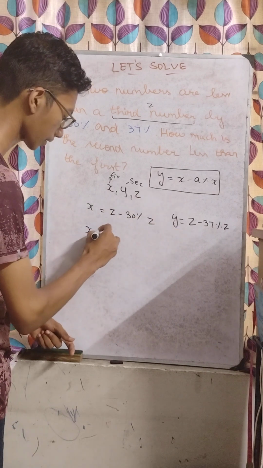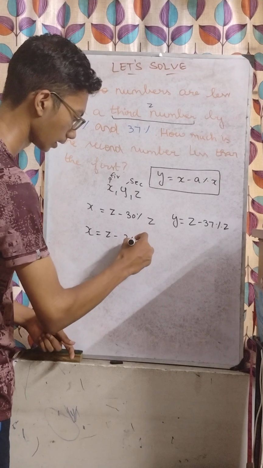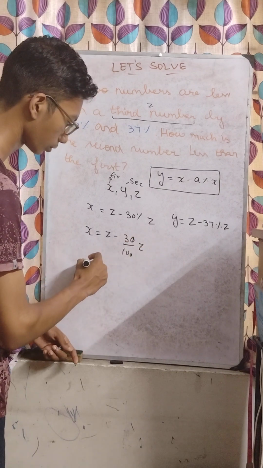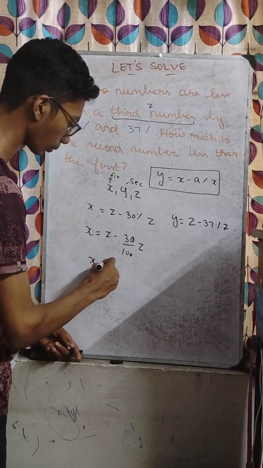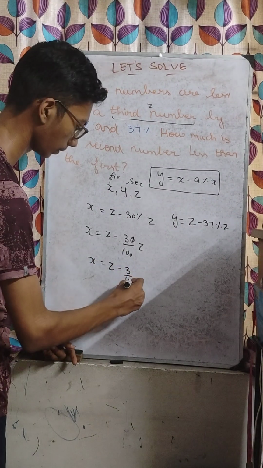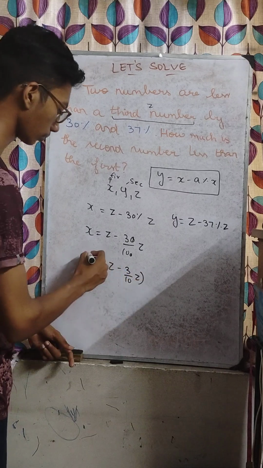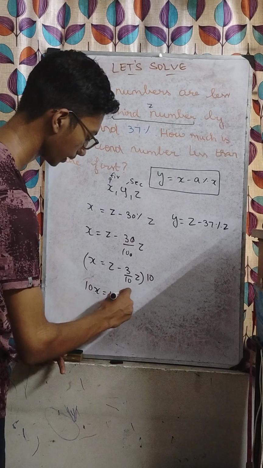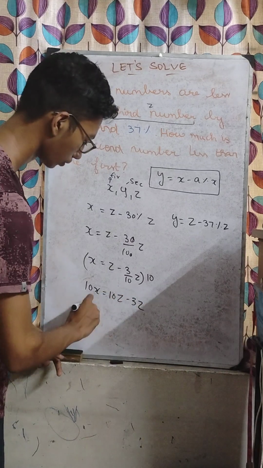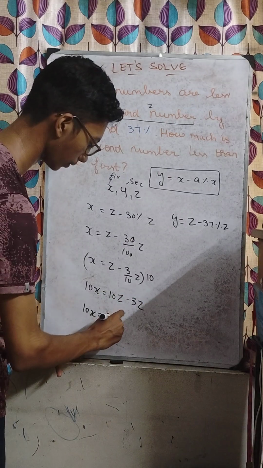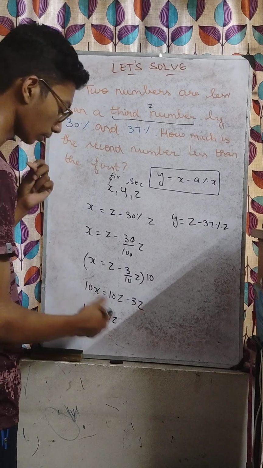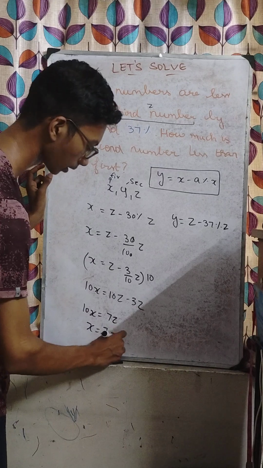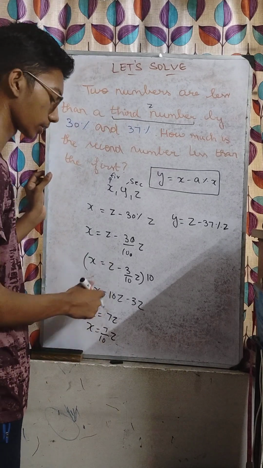From this, x is equal to z minus 30 by 100 of z. You can cancel one of the zeros, so we have x equal to z minus 3 by 10 z. We can multiply the equation by 10. So 10x equal to 10z minus 3z, so 10x equal to 7z. We can write this as x equal to 7 by 10 z. So this is the first equation we got.